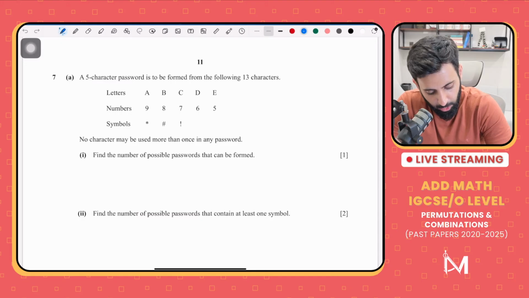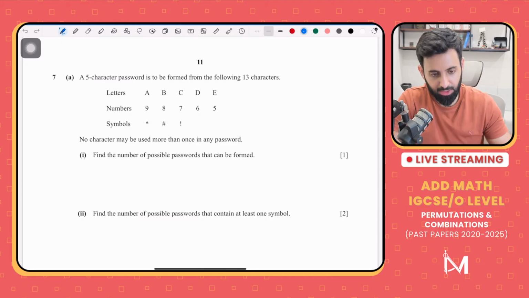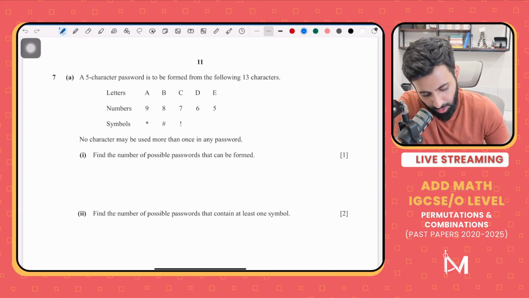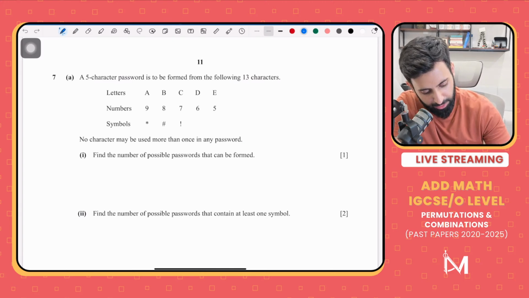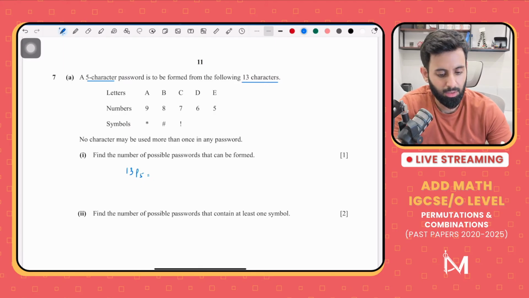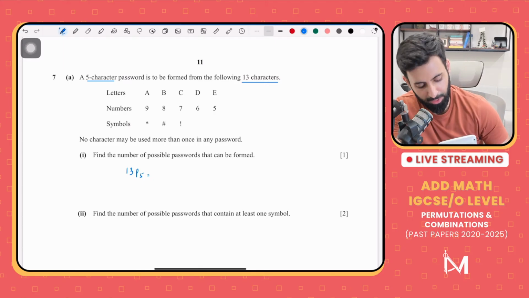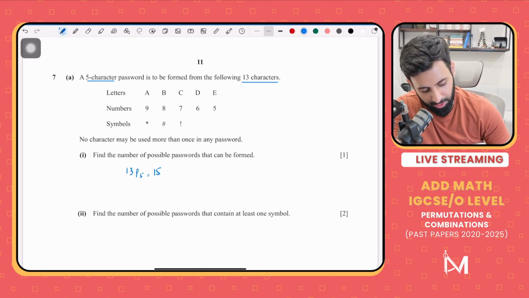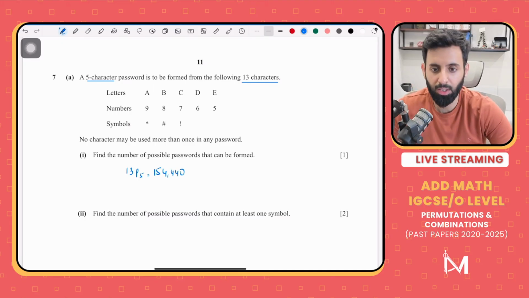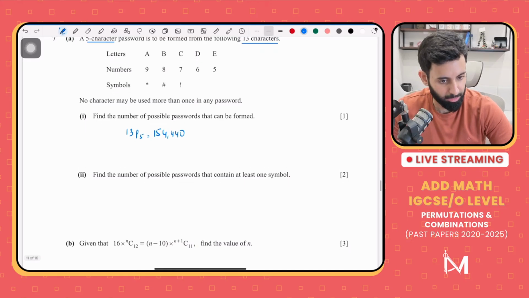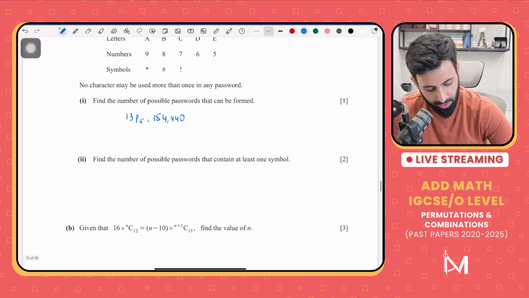No character may be used more than once in any password. Find the number of possible passwords that can be formed. We're talking about a 5-character password from 13 characters, and there's no restriction. So that would be 13P5. That's it. Now, the examiner will not tell you that this is permutation. You have to figure it out yourself. What are we making here? A password, and in a password, if you change the order, it's a different password. So this is permutation.